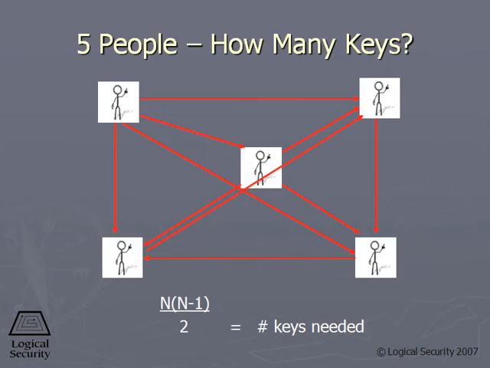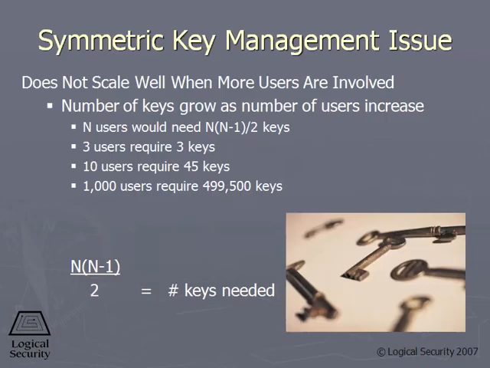you would put the 5 within the equation and come up with the number of keys that you have to maintain. So if it's 10 users, there's 45 keys. If there's 1,000 users, that's close to 500,000 keys. So that's another downfall with using just symmetric.